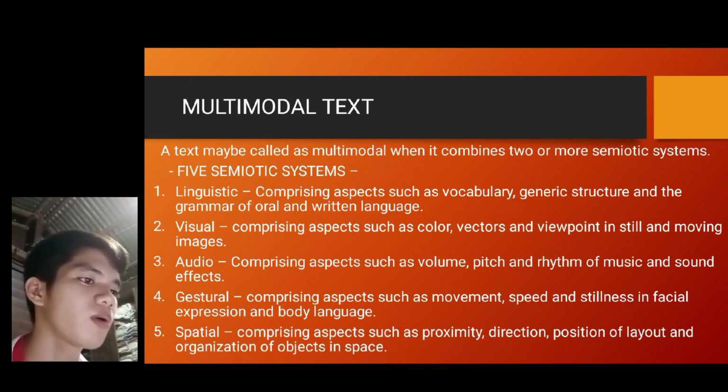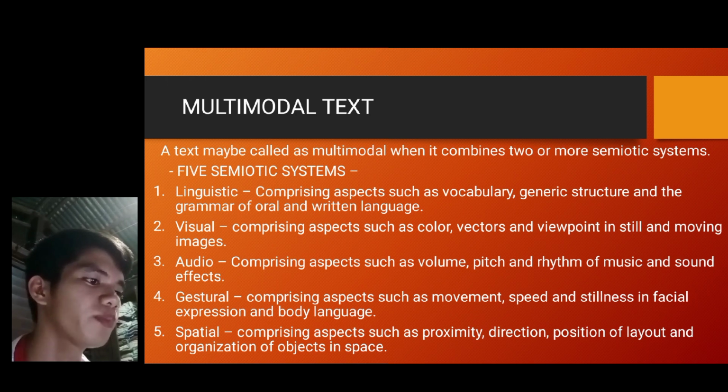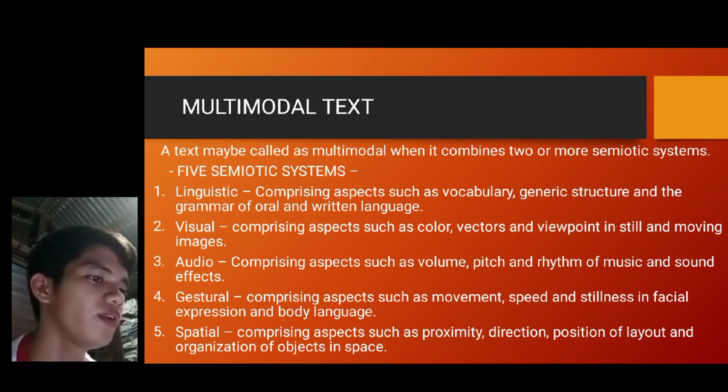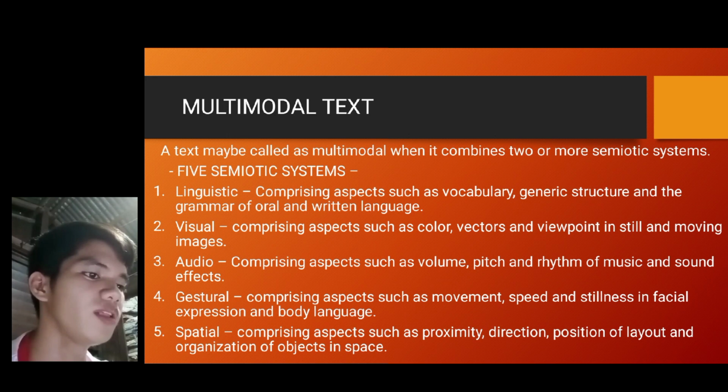Number 2. Visual, comprising aspects such as color, vectors, and viewpoint as well as moving images. Number 3. Audio, comprising aspects such as volume, pitch, and rhythm of music and sound effects. Number 4. Gestural, comprising aspects such as movement, speed, and stillness, and facial expression and body language. Number 5. Spatial, comprising aspects such as proximity, direction, position, layout, and organization of objects and space.